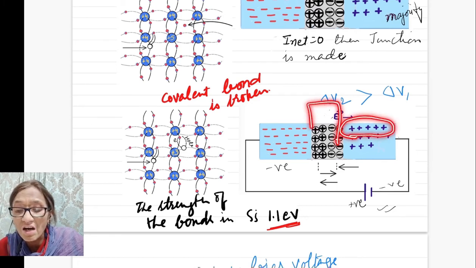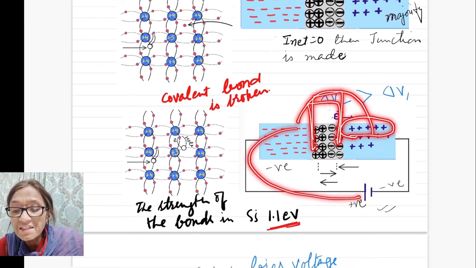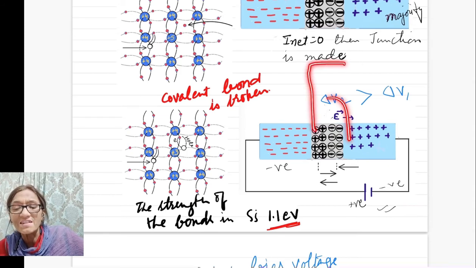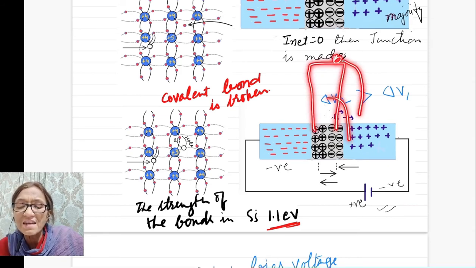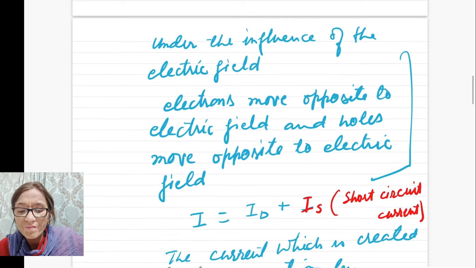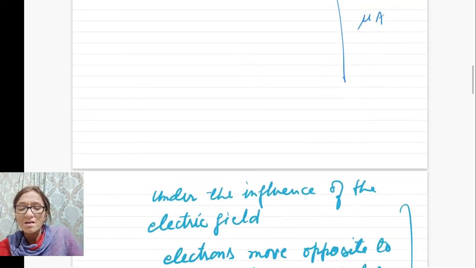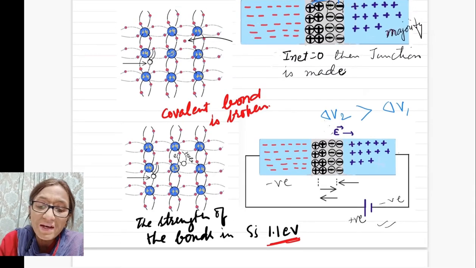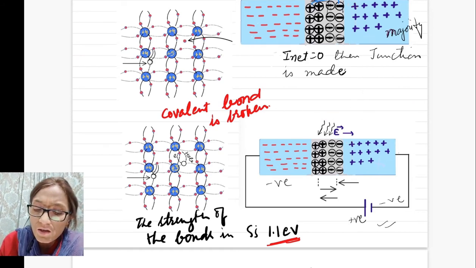Majority charge cannot now cross this potential hill because reverse bias has increased the potential hill. And drift charges have to fall down the potential hill. So whatever the height of the potential hill, the drift charges will not have any problem. So now the next phenomenon, what will you do? Now here you will apply a certain electric field.